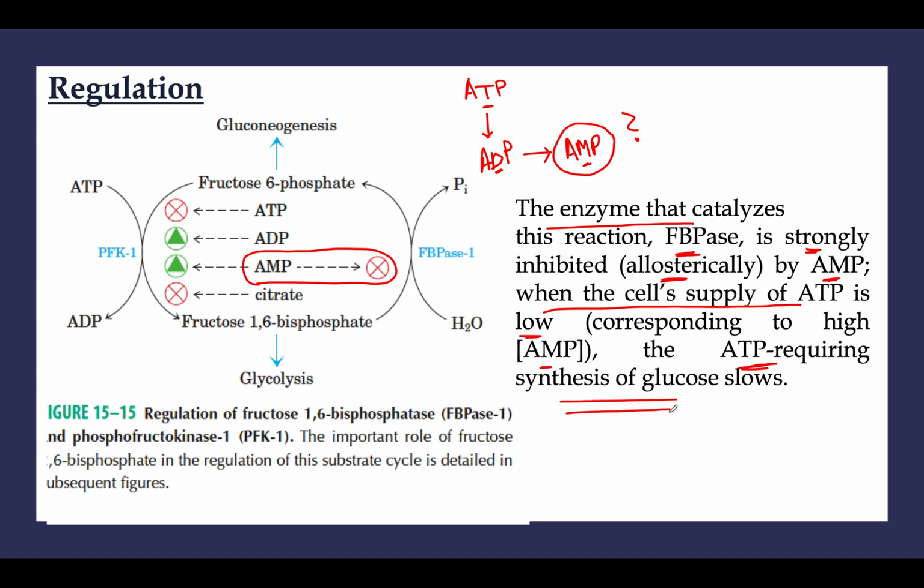So high levels of AMP allosterically inhibit fructose 1,6-bisphosphatase, which is responsible for the conversion of fructose 1,6-bisphosphate to fructose 6-phosphate, and the reaction is a simple hydrolysis reaction requiring the breakage of 1-phosphate from fructose 1,6-bisphosphate. So you have a basic idea about the regulation of fructose 1,6-bisphosphatase.